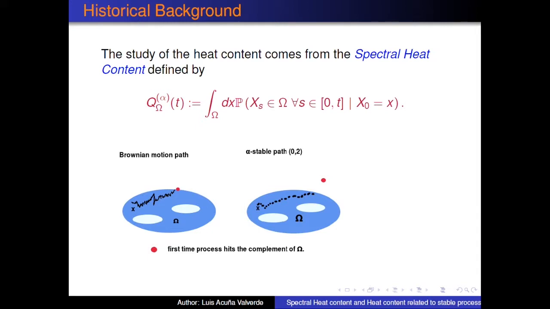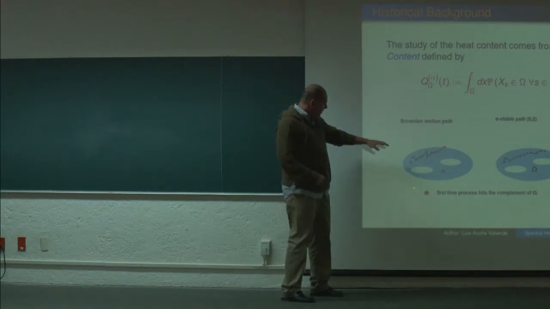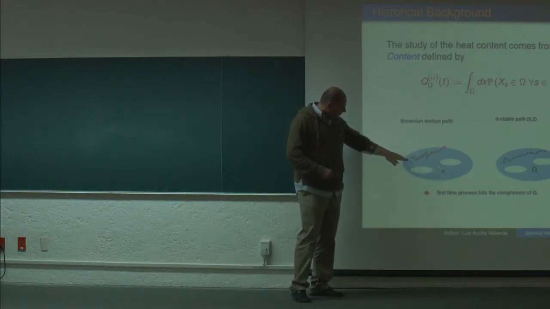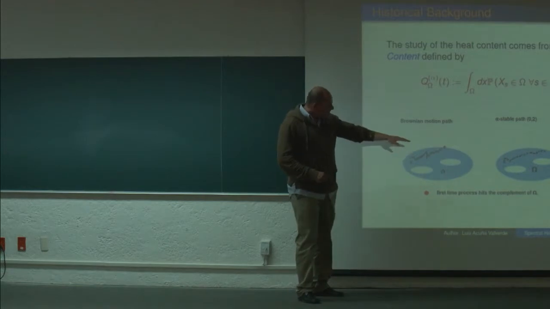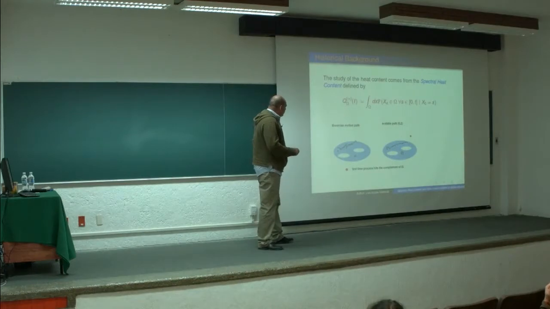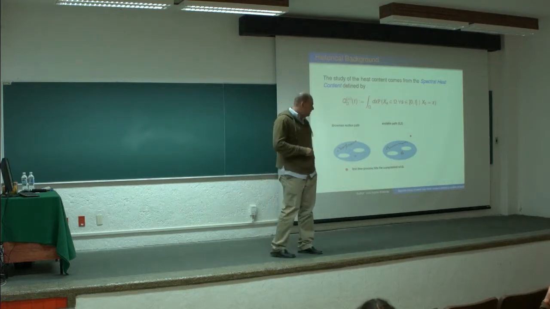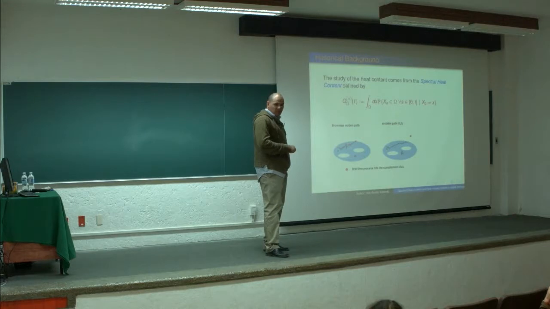Okay? And I have also displayed a picture to show the different behaviors that the stable paths have. In the case of the random motion, it describes a continuous path, and on the other hand, for the alpha stable process, we have a jumping process, jumping paths. Now, what is the meaning of this spectral heat content? Basically, what it does is try to measure how fast the stable process escapes from the set omega.